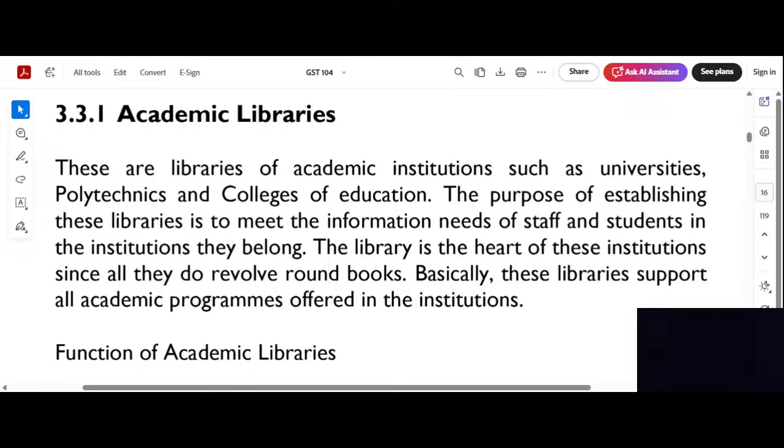What kind of library is that? So you should know that those are academic libraries.